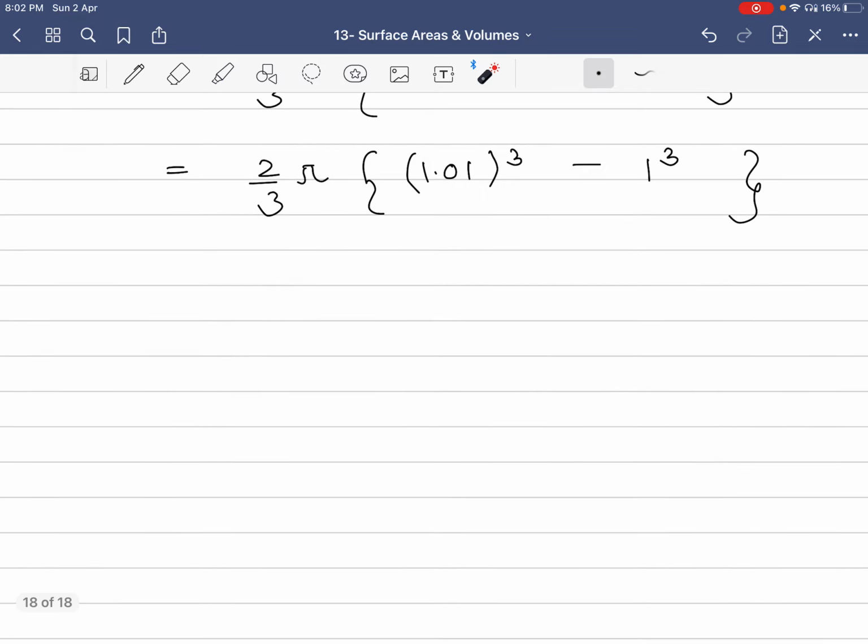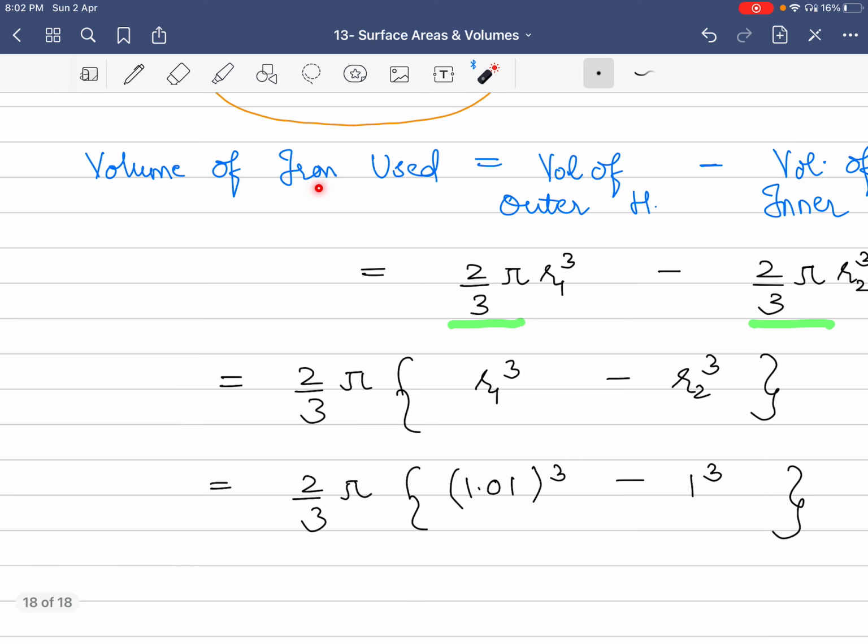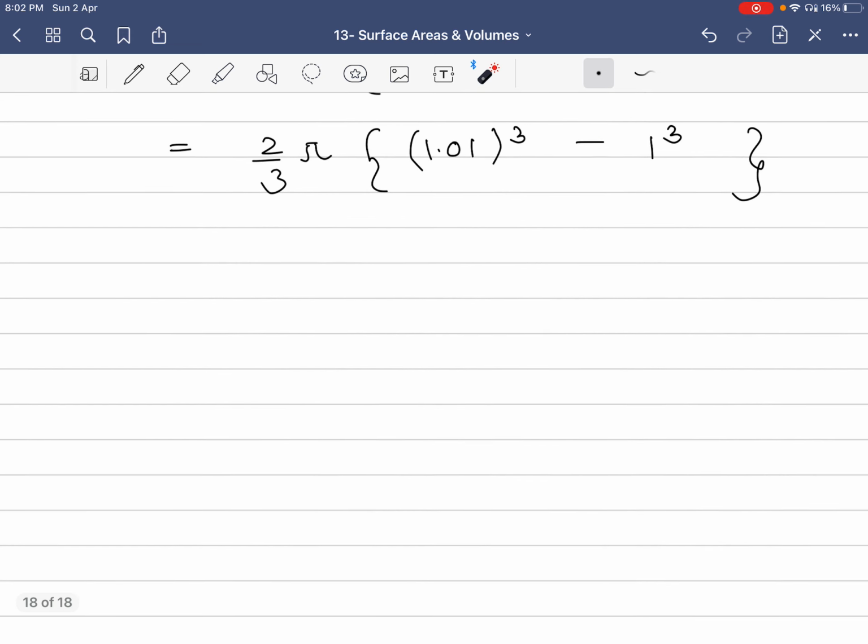Now all we have to do is find the value of this mathematical expression, and we are going to get the volume of the ion used. First we should know the value of 1.01 cube. For that we are going to use the calculator. 1.01 into 1.01 into 1.01, that's 1.03. Quite a small value.